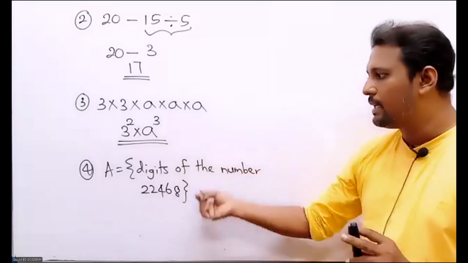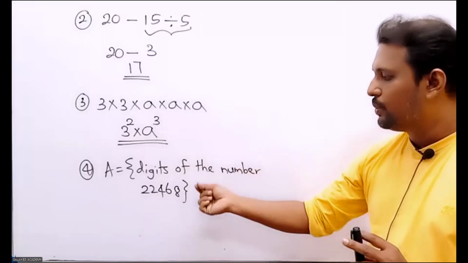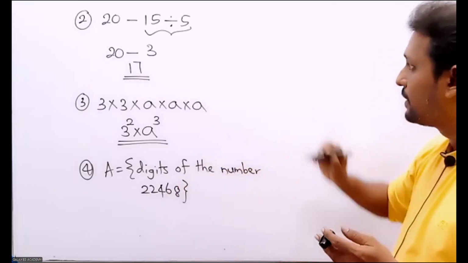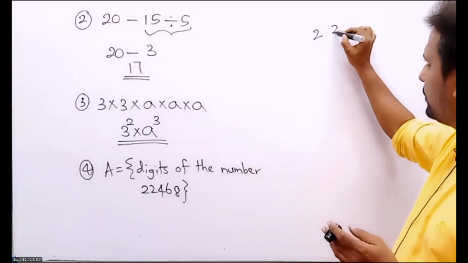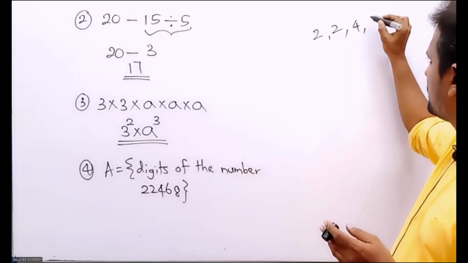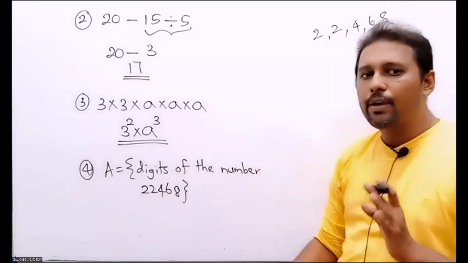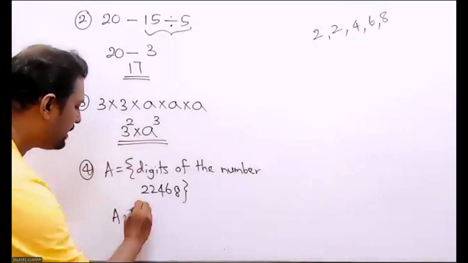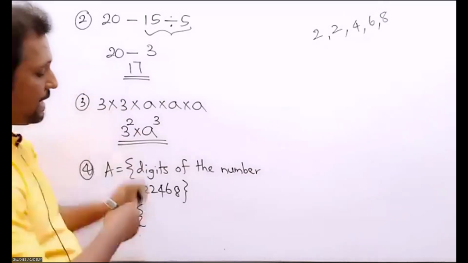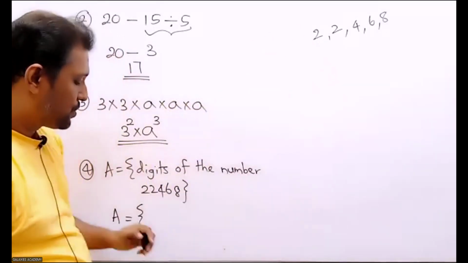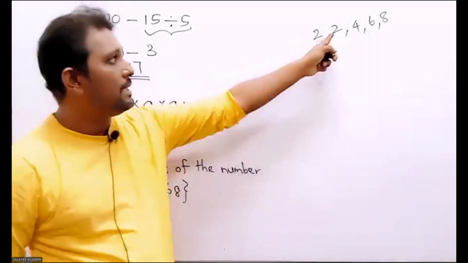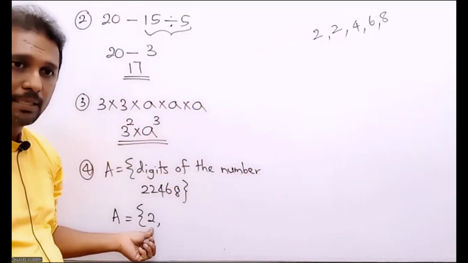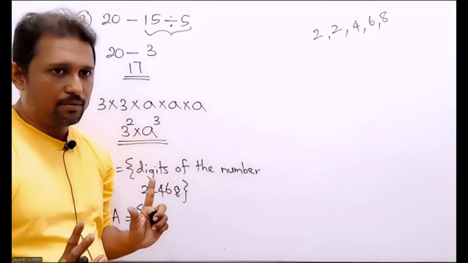Then this question, look at digits of the number 22,468. What are the digits you can see of this number? We can see 2, then another 2, 4, 6, 8. There are 5 digits you can see, right? Now we can write the list of element method. Capital A equal within curly bracket. First I will write the one digit. It is 2. Then again we can see another digit. It is also 2. 2 again you don't write because early we wrote it, right? Twice you can't write one digit or one element.